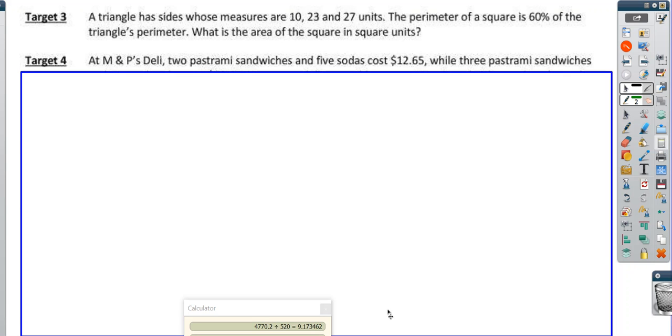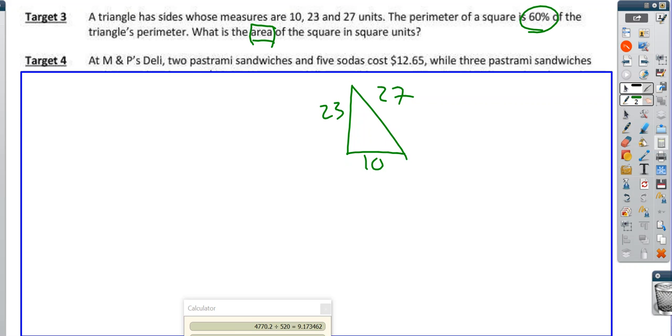All right, so this is the target round from 2022, practice test 2, target round 3 and 4. A triangle has sides that measure, well, let's draw a triangle: 10, 23, and 27 units. The perimeter of a square is 60% of the triangle's perimeter. What is the area of the square? So we're dealing with area and perimeter.